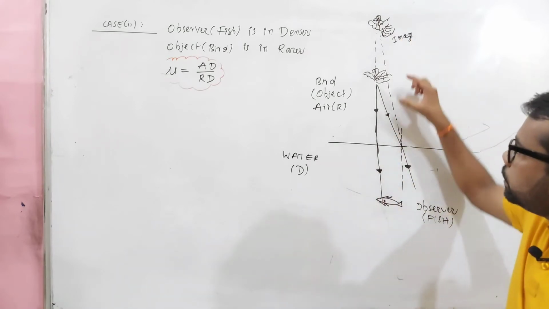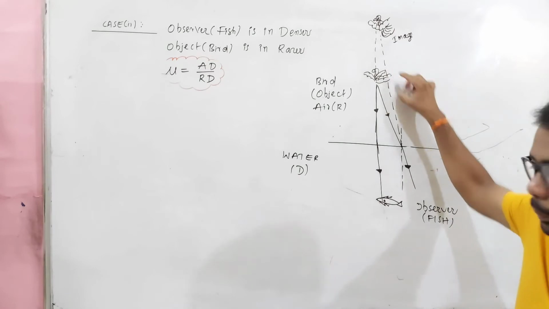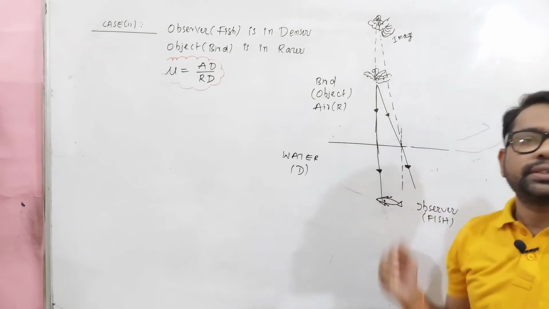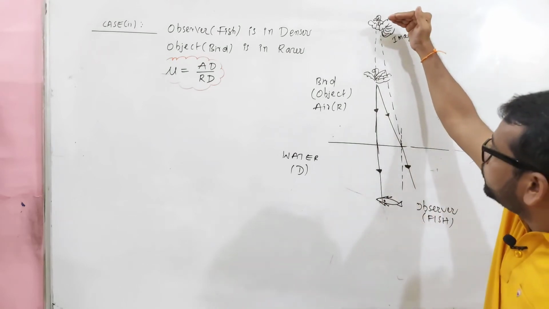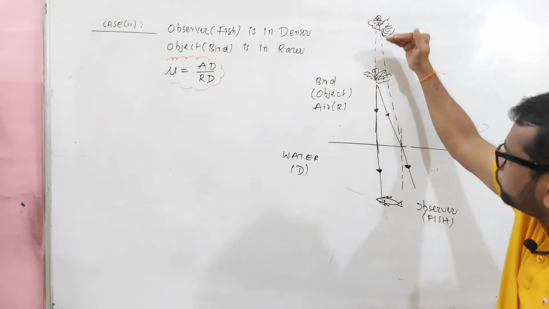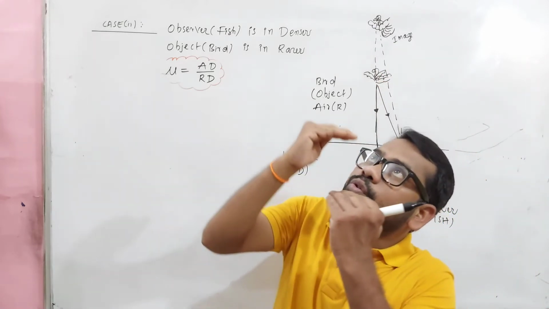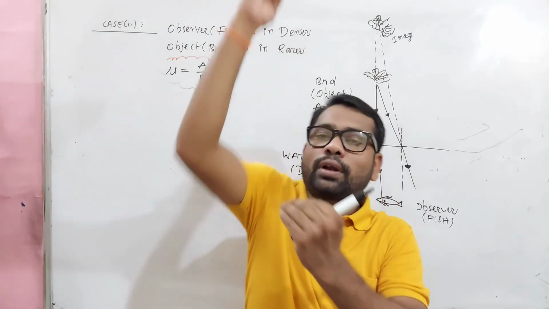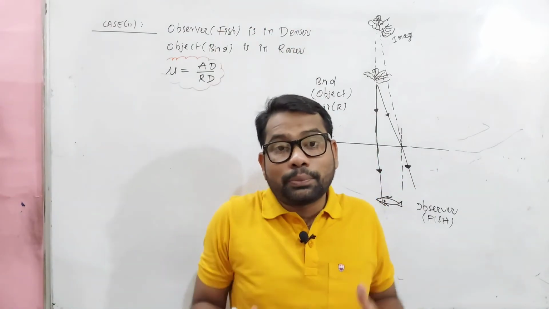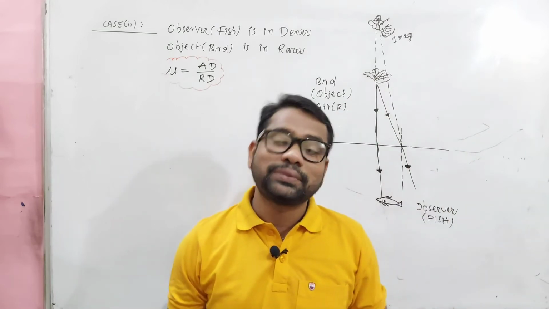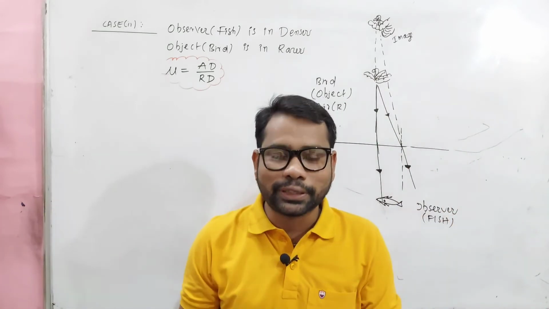So originally, the bird is here, but for this fish, it appears at a greater height. As the bird is approaching the water, for this fish, it appears as if it is going more height, more height, more height. So what happens? Our fish will be so relaxed. Let the bird come, then I can escape. That is how the fish thinks.